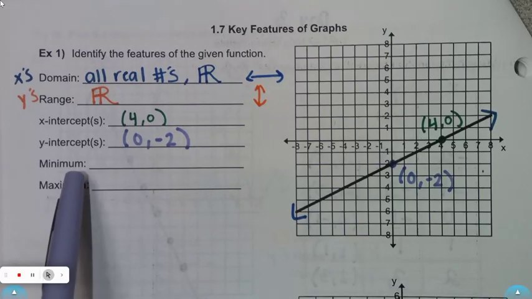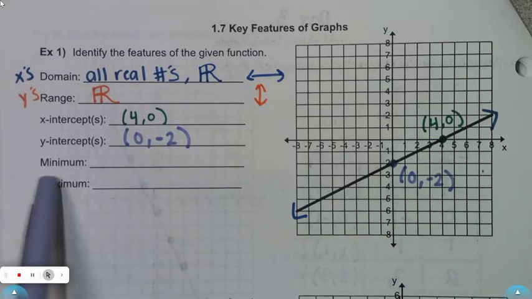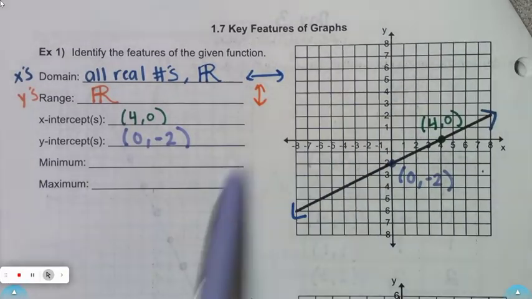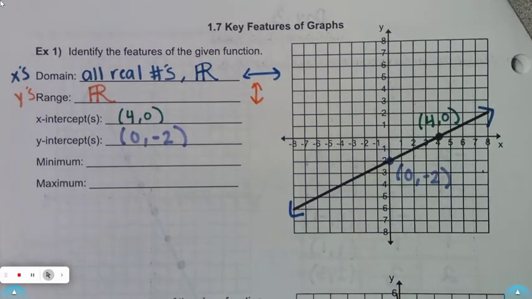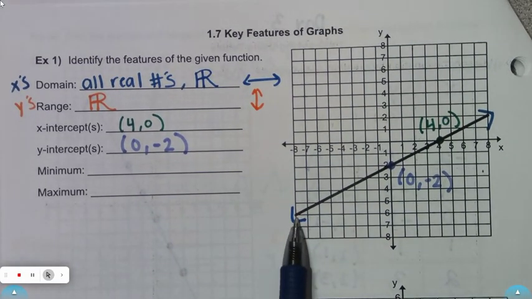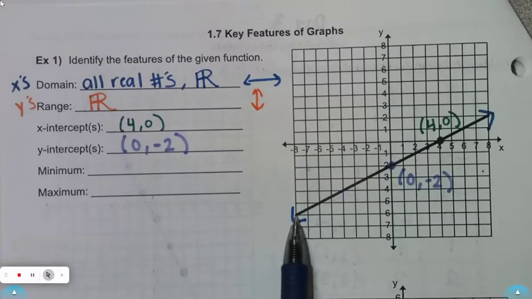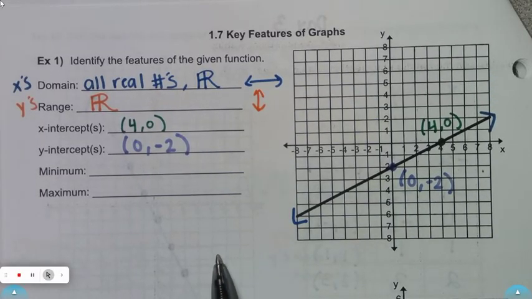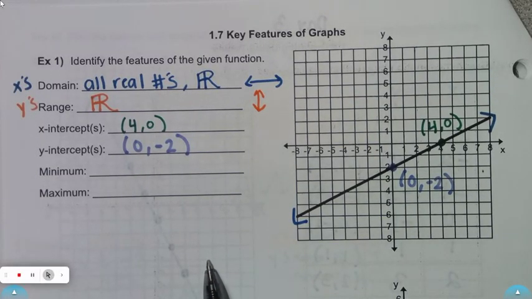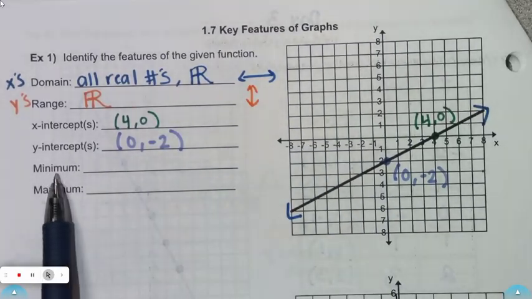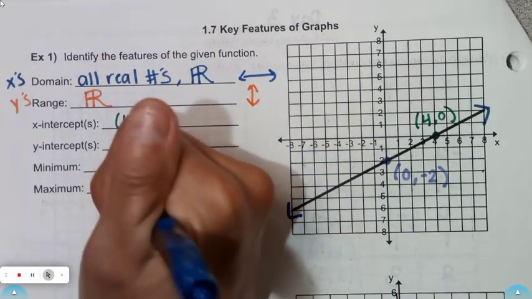Your minimum is your lowest point. Do you physically see the lowest point here on your line? You might say, oh yeah, it's right here. But be careful, because this goes down forever. It just keeps getting lower and lower and lower. So is there a minimum? No. So we're going to write none.